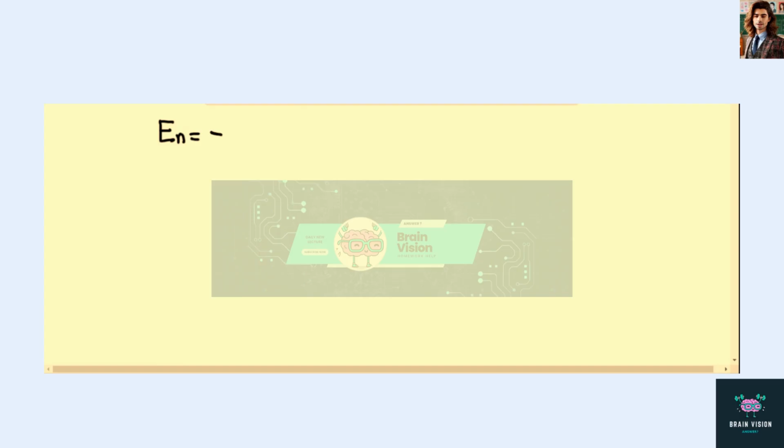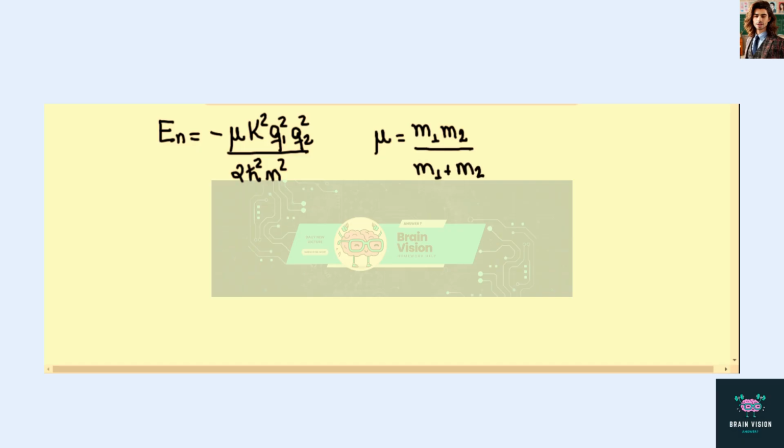In this exercise, we're given the information that the energy level E_n of one-electron atoms and ions is given by minus mu k squared q1 squared q2 squared divided by 2 h bar squared n squared, where mu is the reduced mass, equal to the mass of the electron, m1, times the mass of the nucleus, m2, divided by m1 plus m2. q1 is the charge of the electron and q2 is the charge of the nucleus.